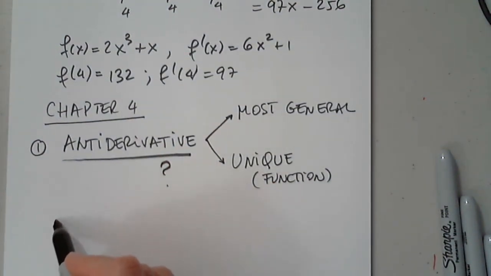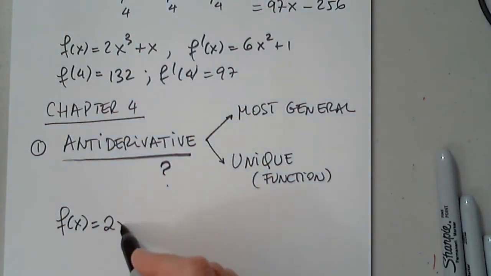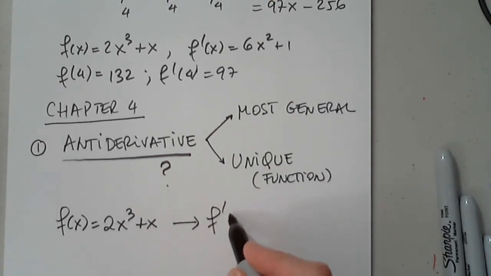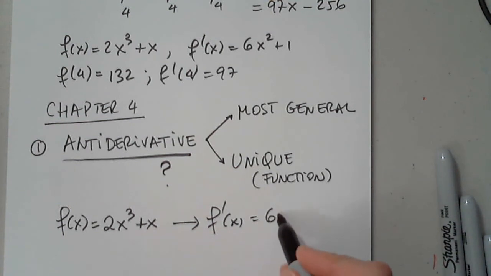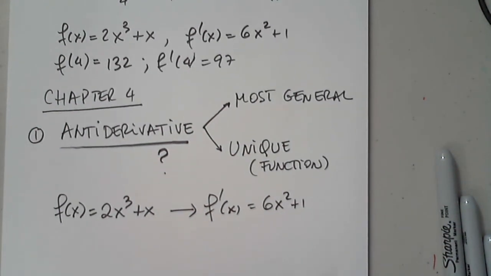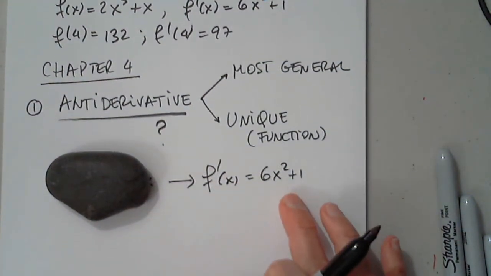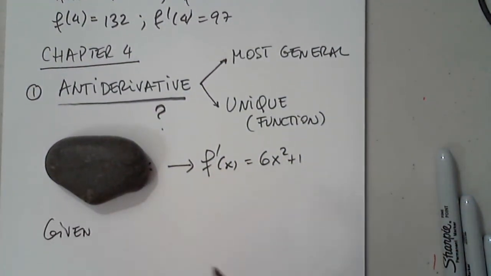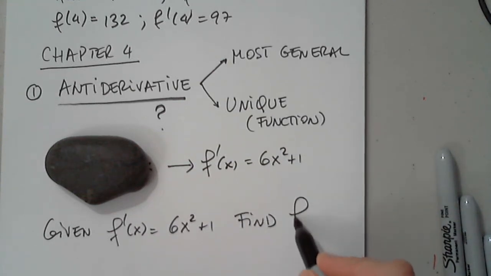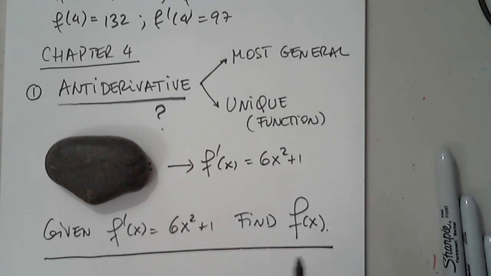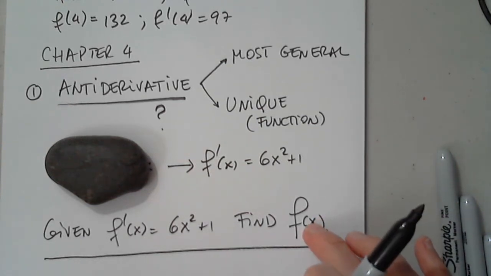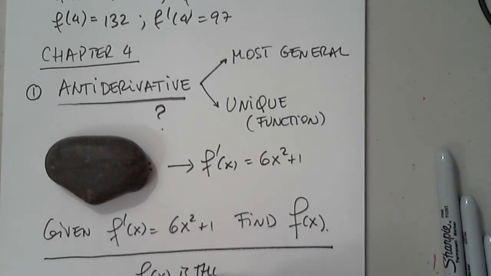Let's suppose I'm given a function, this one. I'm copying it. And I'm asked to find its derivative. We've been doing this for a few months now, so we have it's 6x squared plus 1. And for some reason, and I'll explain also why, let's say we are given the derivative. Given f prime of x, which is 6x squared plus 1, find f of x. Okay? This f of x is the antiderivative of this function.